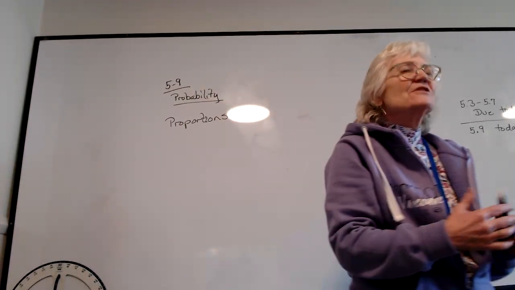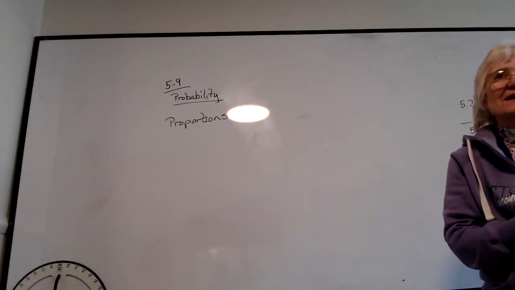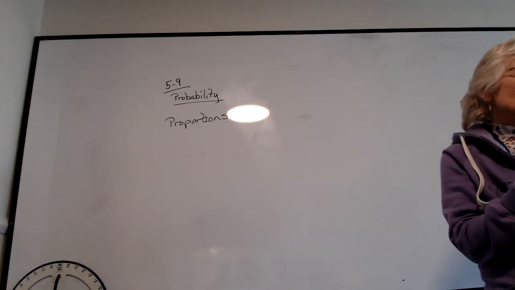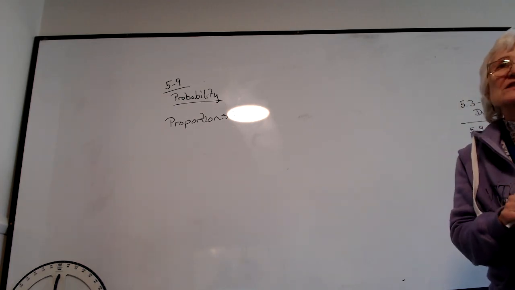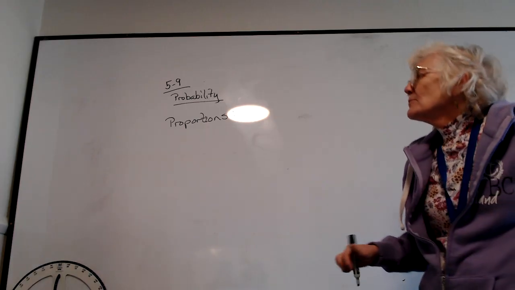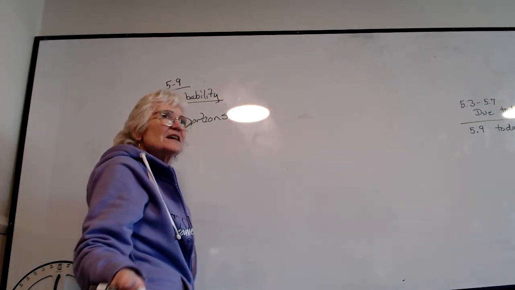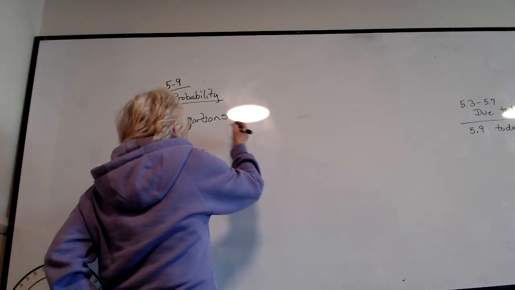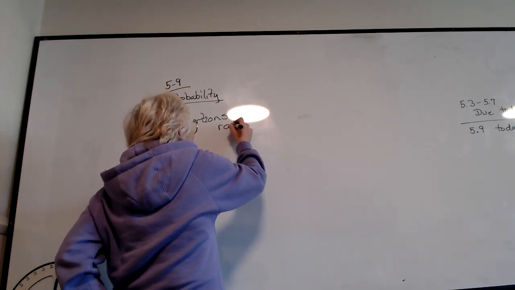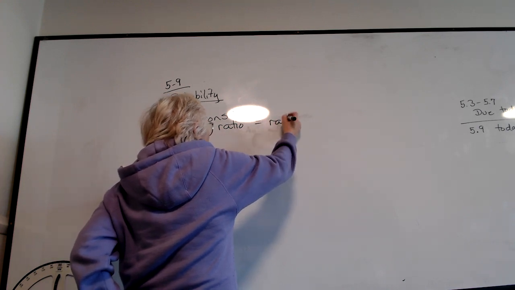Okay, so proportions are used in probability all the time. When we do an experiment, we are using proportions to find out. A proportion is really when you have two ratios set equal to each other. So a proportion is a ratio equal to an equivalent ratio.